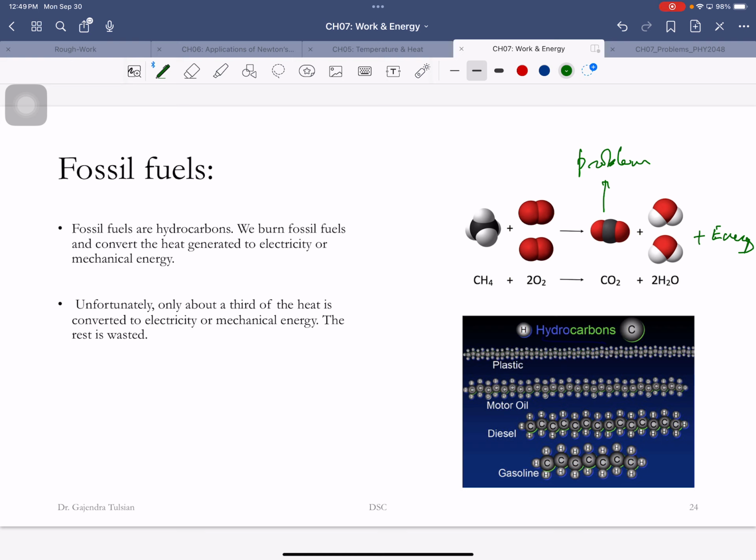All right, now this energy, the best you're doing is, that energy is released as heat. In your car, you're using it at 20% efficiency. In a power plant, you're using it at 40% efficiency. Those guys are big boys, so they can use it at a higher efficiency. You burn at a higher temperature, you use it at a higher temperature. So only about roughly a third of the heat is converted to electrical or mechanical energy. The rest is wasted.